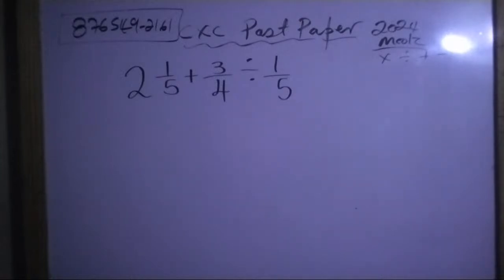We need help. Let's go, guys. So we start off with fractions and then we take it from there. So we have 2 and 1/5 plus 3/4 divided by 1/5.